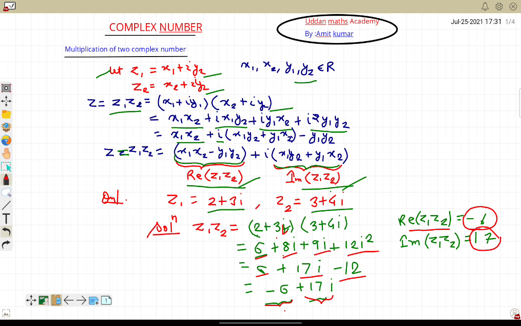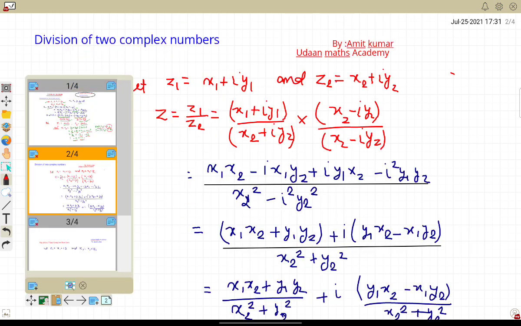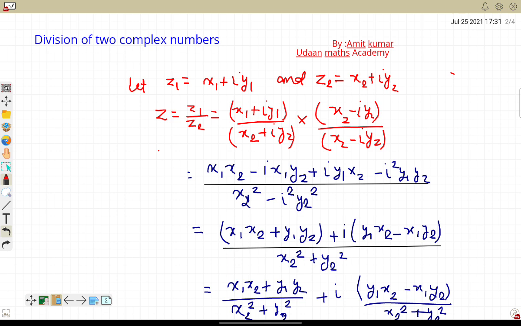So the first one is multiplication of two complex numbers. Next, you can check how we can divide two complex numbers. For the division of two complex numbers, just consider two complex numbers: the first one is z1, x1 plus iota y1, and z2 is x2 plus iota y2. x1, y1, x2, y2 are all real numbers, and iota is the imaginary value equal to root over minus 1. So how can we find the division z1 upon z2? First we write the value of z1 here, and again the value of z2.